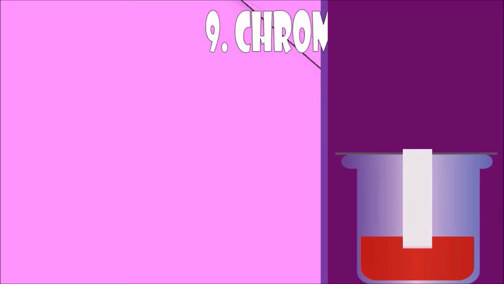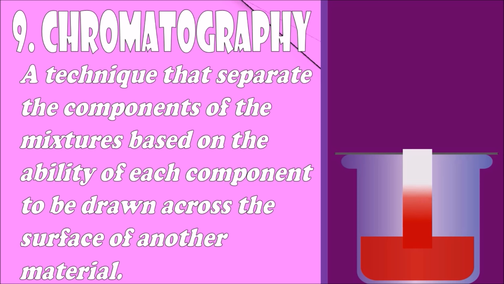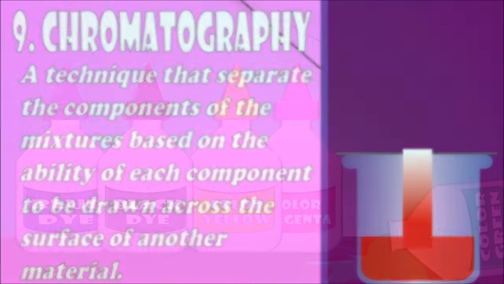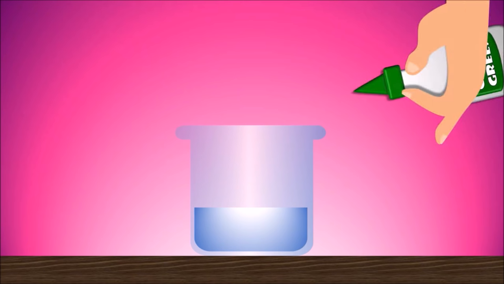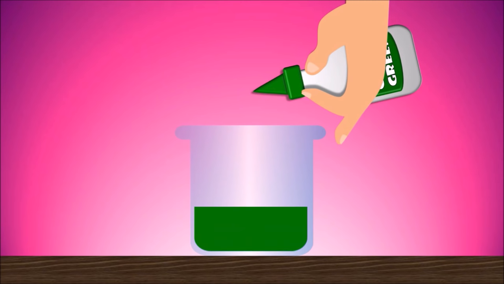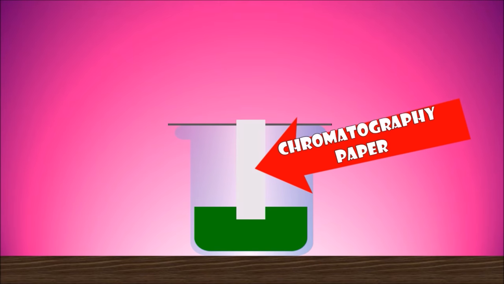Number 9. Chromatography. This is a technique that separates the components of a mixture based on the ability of each component to be drawn across the surface of another material. Chromatography is good in separating dissolved substances that have different colors, such as inks and plant dyes. It works in separating dyes because some of the colored substances dissolve in liquid better than others, so they travel farther up the paper.